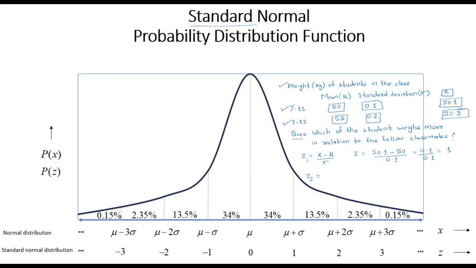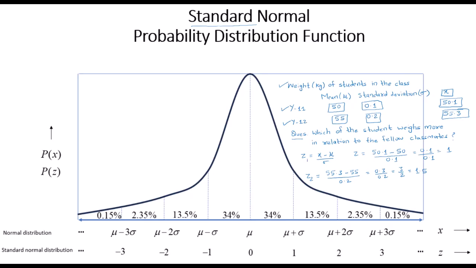Similarly, let's see Z2. That's the z-score of a student in year 12 with a weight of 55.3 kg. So that will again be x minus mu. So 55.3 minus mu, which is 55, over sigma, which is 0.2. This will be equal to 0.3 over 0.2. If you multiply by 10 in the numerator and denominator, we'll get 3 over 2, which is the same as 1.5.